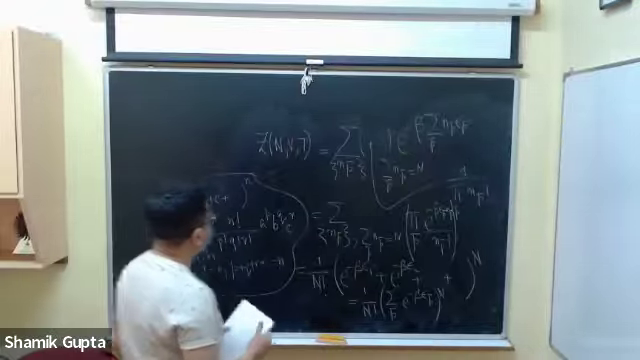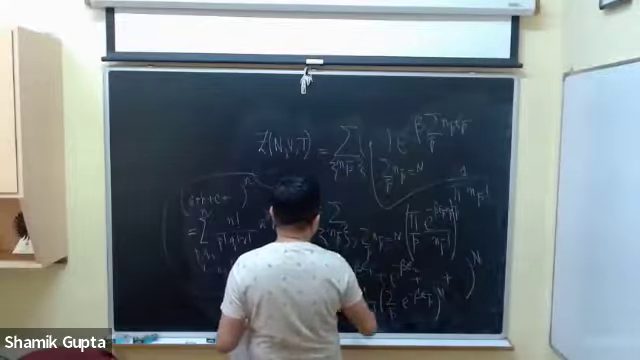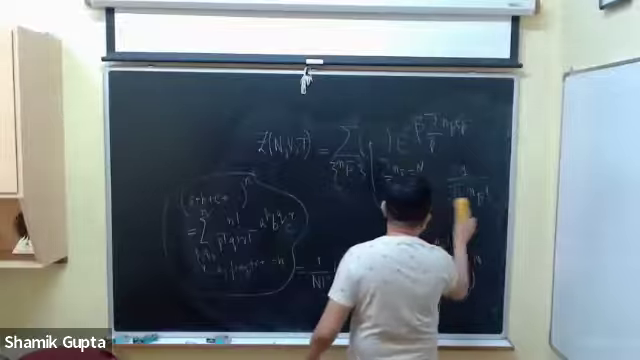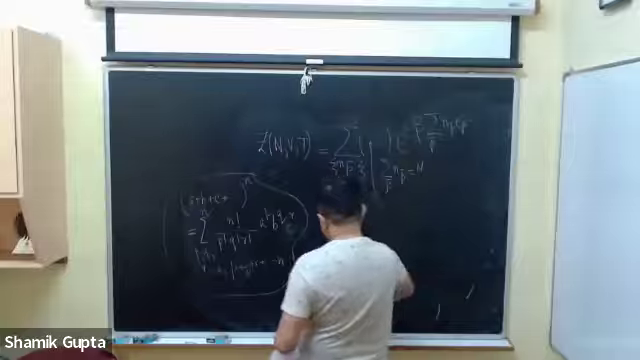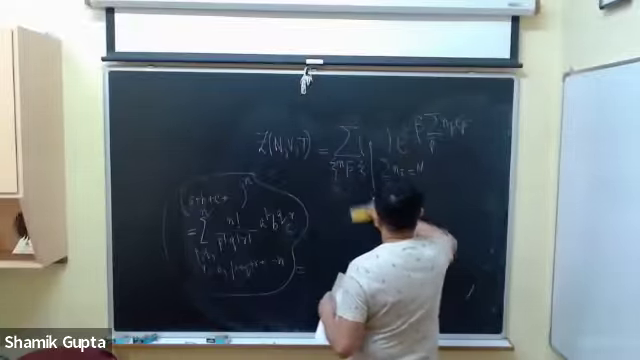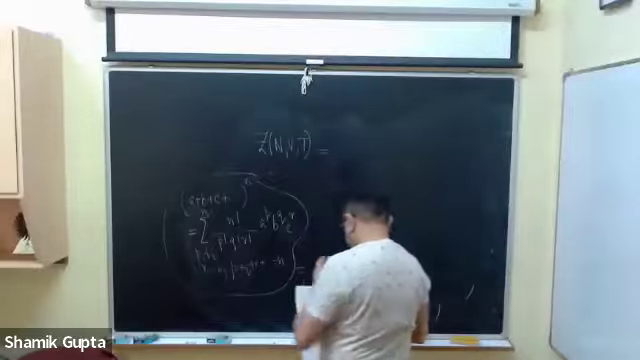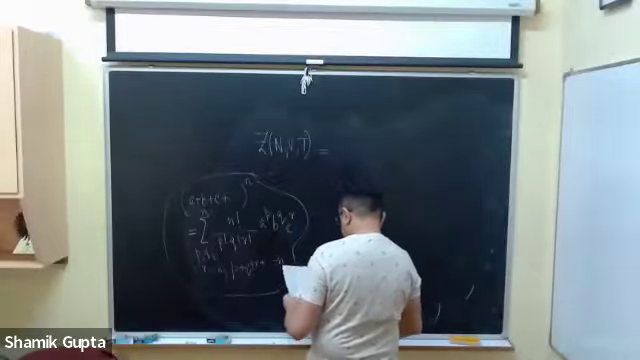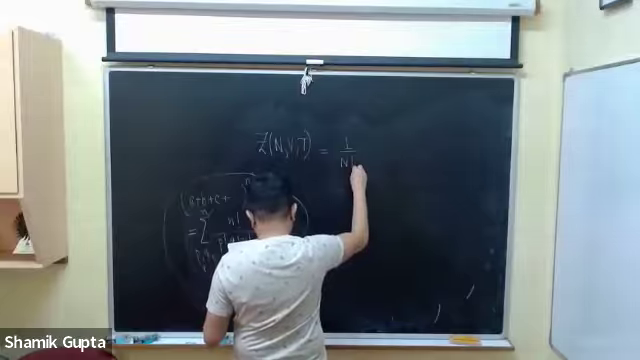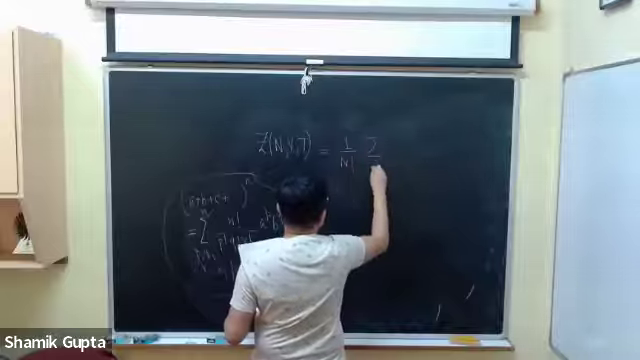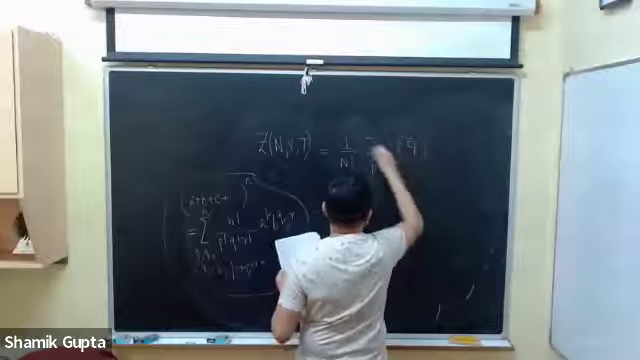So therefore, we find that the canonical partition function of this Boltzmann gas writes like one divided by N factorial of the summation over p of e to the minus beta epsilon_p, to the power N.